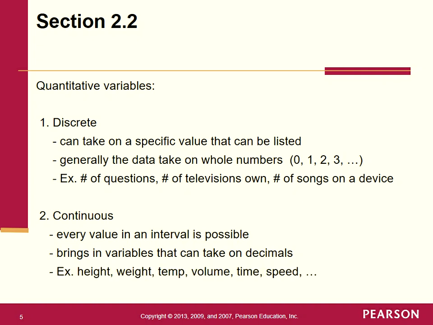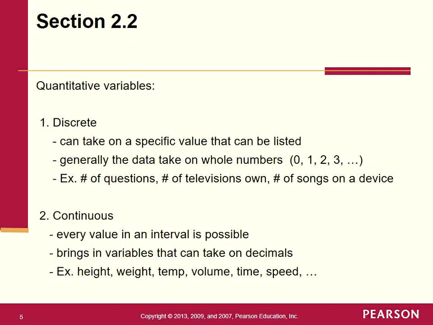So things like height, weight, temperature, volume, time, speed would all be continuous variables. And so they can take on decimals. It just depends on how closely we want to put this data into the computer. How precise do we want to be?